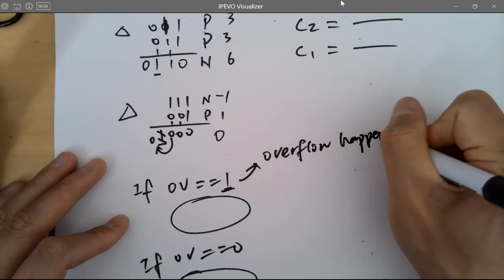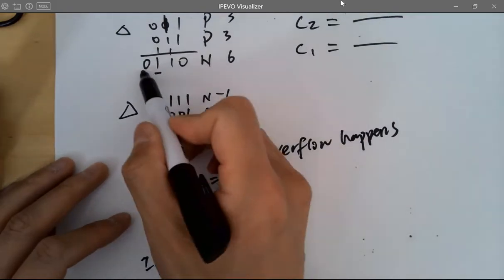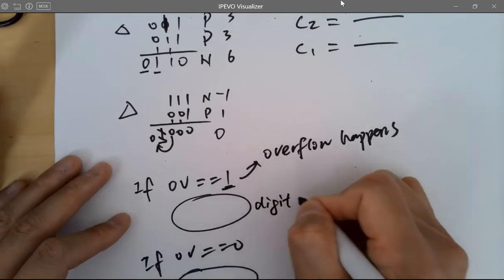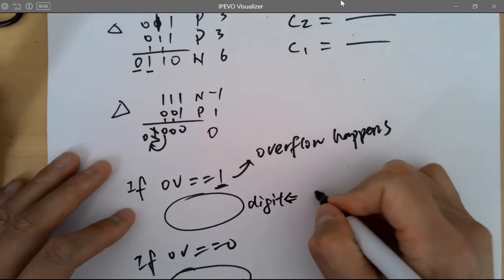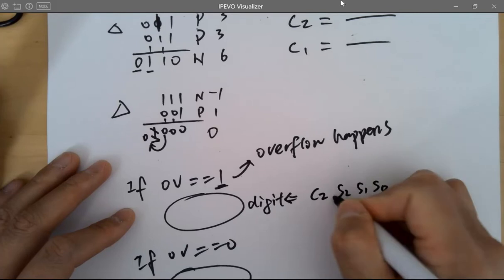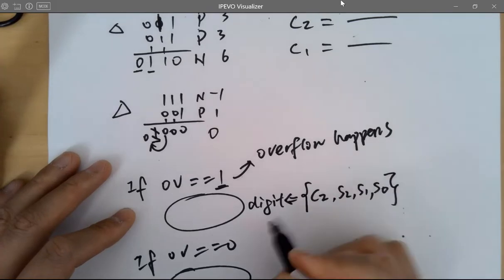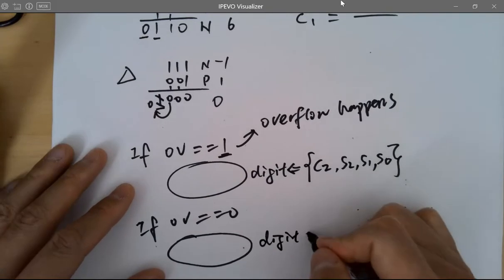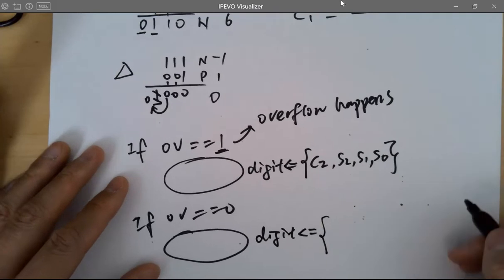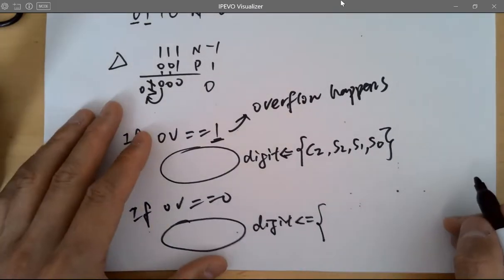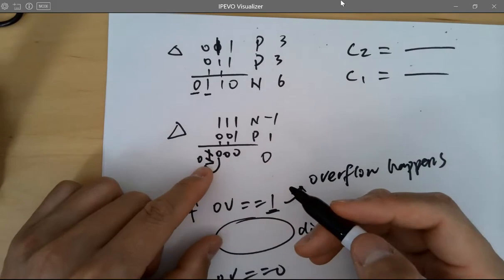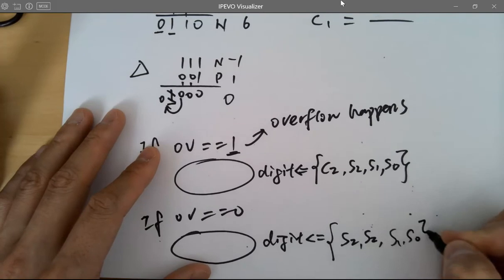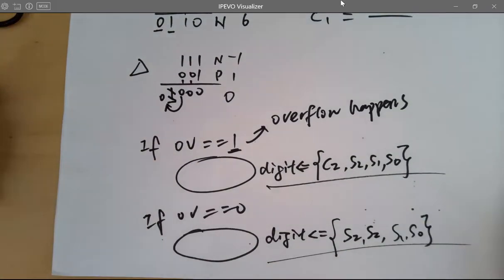Like a flag. And so when overflow is 1, you want to adopt C2 for the final result, right? Let's call it digit. You should give just C2, S2, S1, S0, right? You have to combine them together to form that 4-bit result. If overflow is 0, what do you want to assign to the final result? You want to toss C2 and use S2 as C2, right? So you are getting this. This is how, in Verilog, you form these 4-bit results.